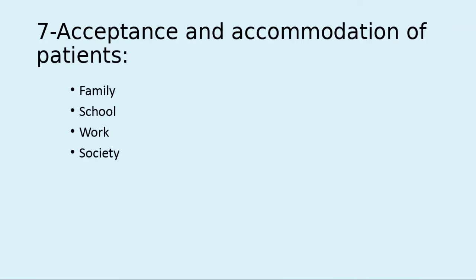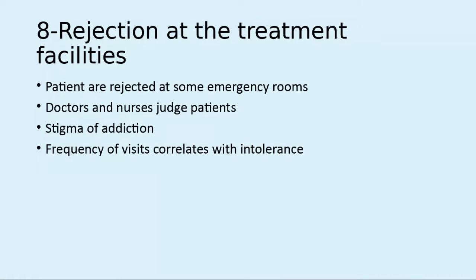Number seven is acceptance and accommodation of the patients. Patients may be accommodated by the family most, but at school, because of their frequent absence, they are not very much welcome. At work, they are sometimes fired because of the lack of presence on time, and in society they may be expelled sometimes because of the problem of addiction. So patients with sickle cell anemia suffer from a big challenge, which is being accepted by others, whether in school, at work, or society, or in the hospital themselves. So this is a great challenge for the patients.